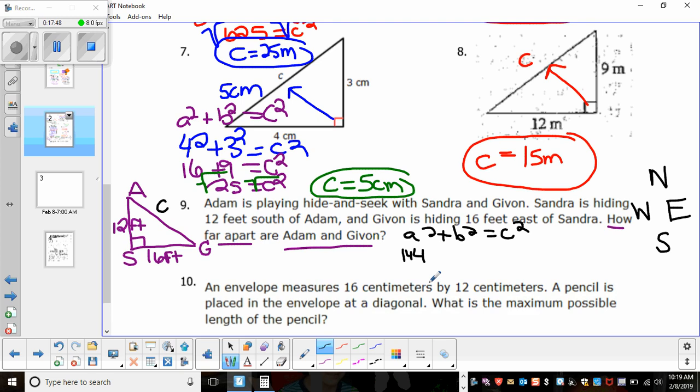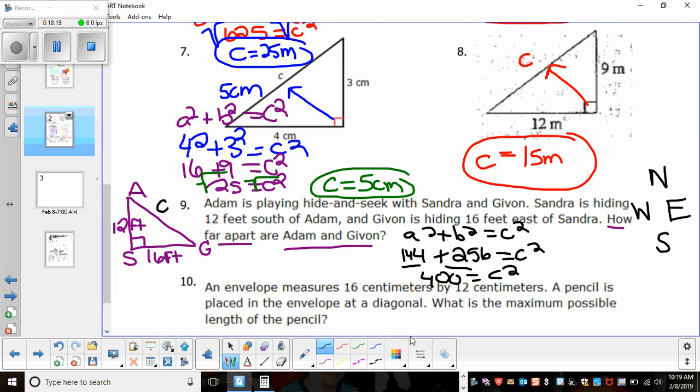And then we've got B squared is going to be 16 squared. So that's going to be 16 times 16, which is 256. And I'm going to try and find C. So since I don't know C, that is going to remain my variable. So now I'm going to further simplify this by adding 144 plus 256. That's going to give me 400. Remember, you can use a calculator, equals C squared.